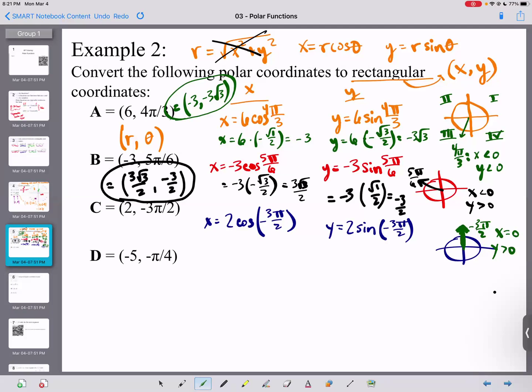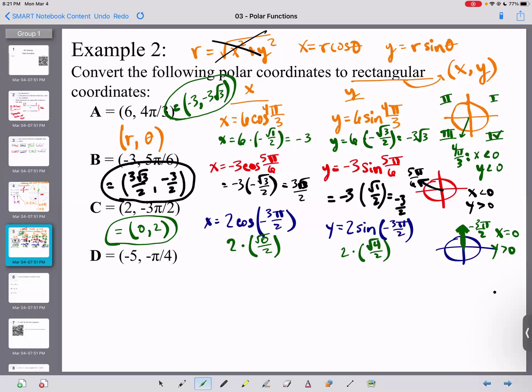So what can we do there? Well, we can bend our thumb because this is our thumb. And what we find out is we have 2 times the square root of 0 over 2, or just 0 over 2. And over here, we're going to have 2 times, if you bend your thumb and flip your hand, square root of 4 over 2, which is the same thing as 1. So this point is going to be 0, 2. That's going to be our point C.